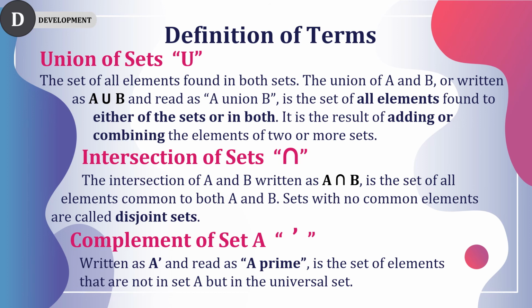Intersection of sets. The intersection of A and B, written as A intersection B, is the set of all elements common to B and A. Sets with no common elements are called disjoint sets. Complement of set A, written as A prime and read as A prime, is the set of elements that are not in set A but in the universal set.